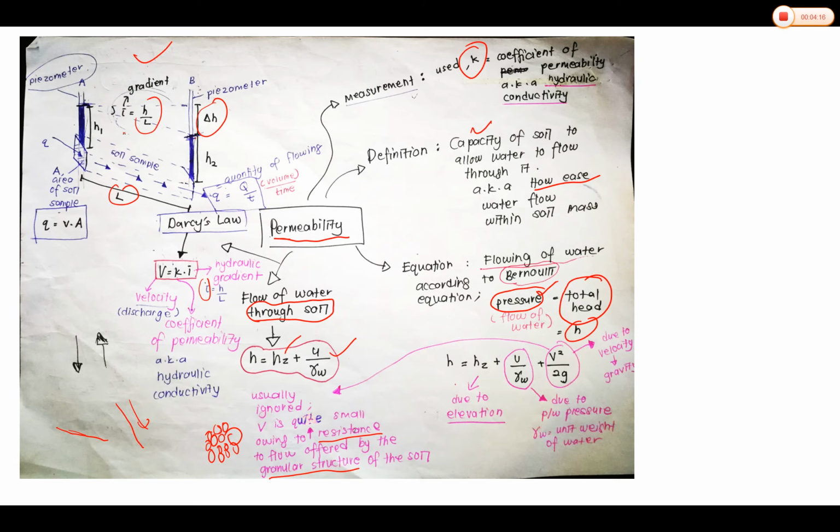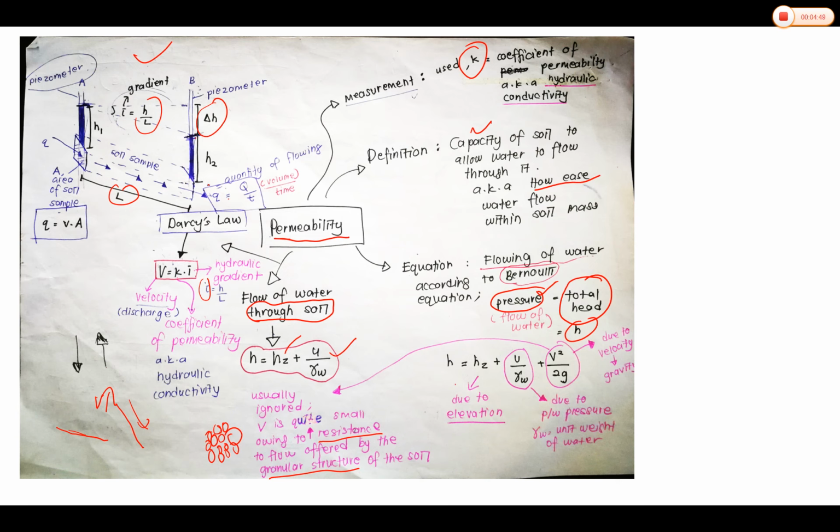So i is the hydraulic gradient that will also affect the permeability of the soil. And then, based on Darcy's law, the velocity is equivalent to the coefficient times the hydraulic gradient. From Darcy's law, the steeper the gradient, the higher the velocity. So we have v equivalent to Ki. This is the discharge velocity here.